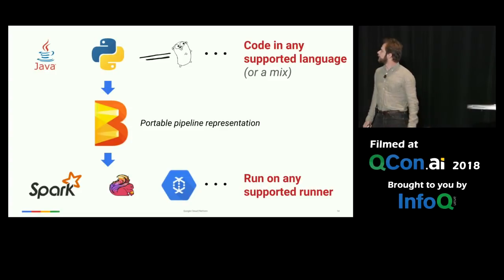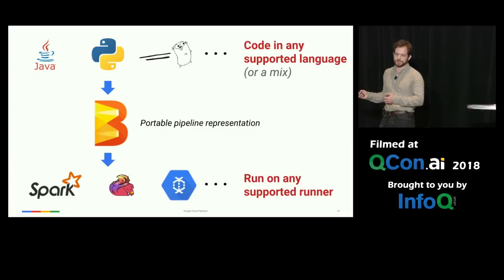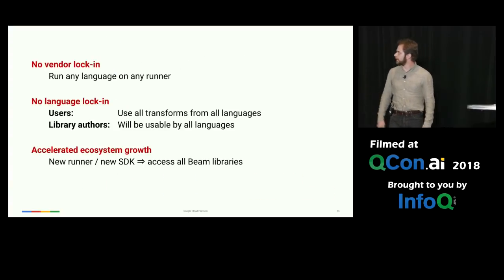We're going to a world where you can program pipelines in any language that has a Beam SDK. Currently, that is Java, Python, and Go, and new languages can be added in the future. There is also a Scala SDK created by Spotify. All that gets translated to a portable pipeline representation, and that representation can be run by any Beam runner, of which there are currently, I think, 9. Some examples are the Spark runner, Flink runner, Google Cloud Dataflow, Local runner. So you can program in any of these languages or a mix and run it on any runner. This has a number of obvious and less obvious advantages.